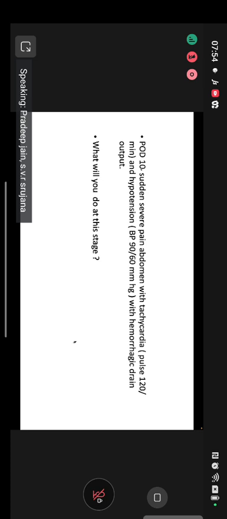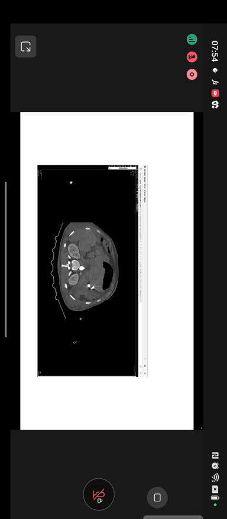Okay. Anybody else? CT angiogram, and simultaneously resuscitate the patient. Resuscitation with blood and IV fluids. Yes. Then you move to CT. This was the CT picture of the patient.